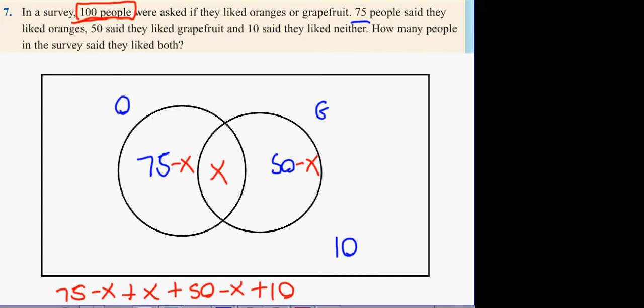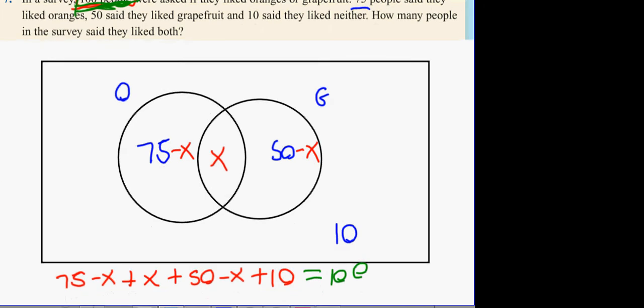How many people are in the survey in total, Oren? Well, I'm giving 100. Plus 100. Do you see here? Plus 100. Okay? Now, Joseph, finish this off for me.